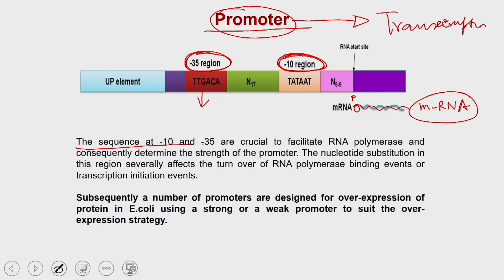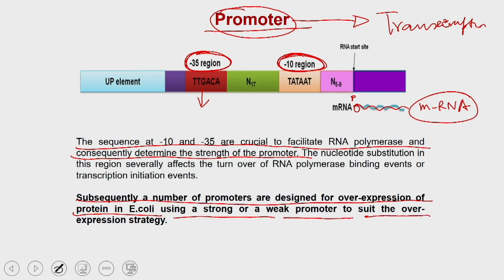So, the sequences at the -10 and -35 are crucial for facilitating the RNA polymerase binding. Consequently, they determine the strength of the promoter, whether it is a strong promoter or a weak promoter. If you play with the composition of the -35 region and -10 region, simply by switching the nucleotides or making mutations in the promoter, you could generate a strong promoter versus a weak promoter. Because of this, a number of promoters are being designed for overexpression of a protein in E. coli, using a strong or a weak promoter to suit the overexpression strategy.